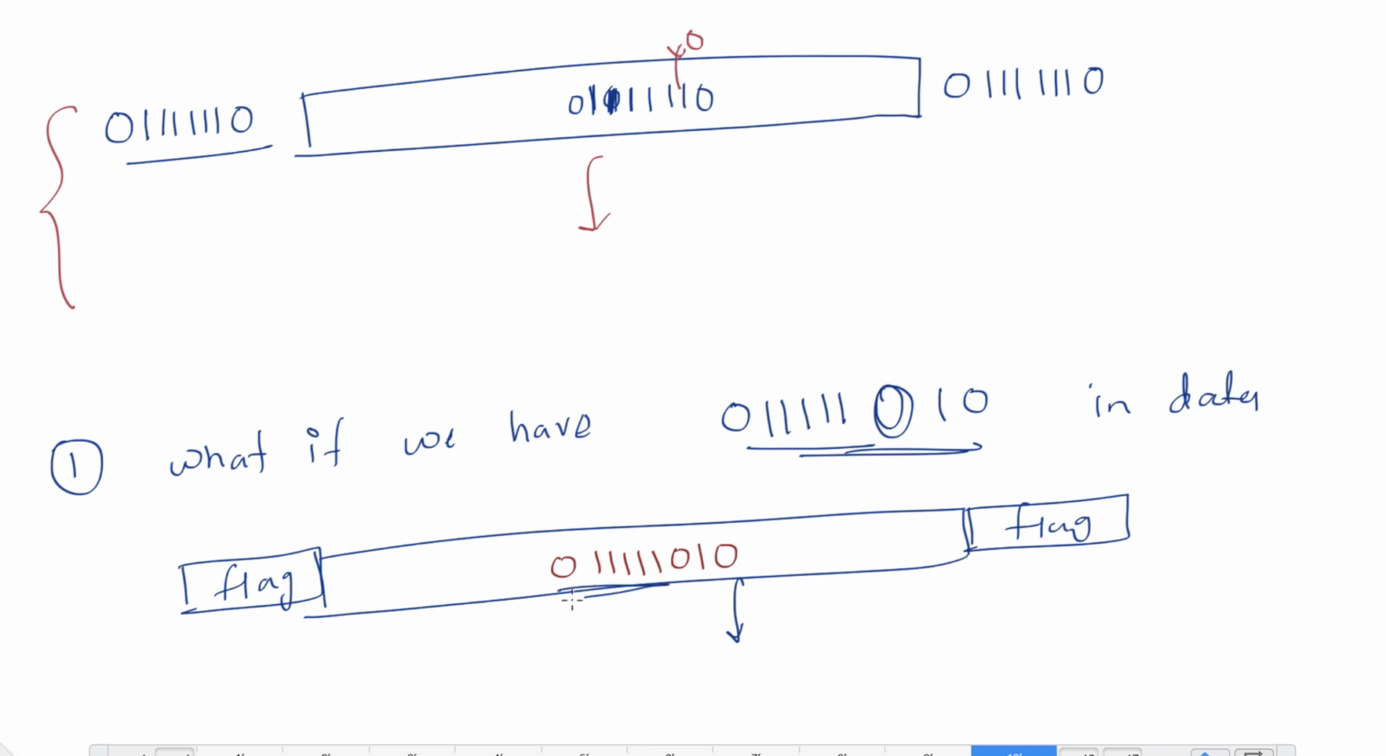See, this is not matching with my flag, but if I send it as it is, then the receiver will remove this 0. That is why I will stuff it, which means after 5 ones, I will anyway append the 0. This is 0 1 0, this is 0 triple 5, this is 0 1 0, this is what I have stuffed, right? So at the receiver side the rule is that whenever it sees 0 followed by 5 ones, the receiver will always remove this 0, and then it will consider the remaining part as a part of data.